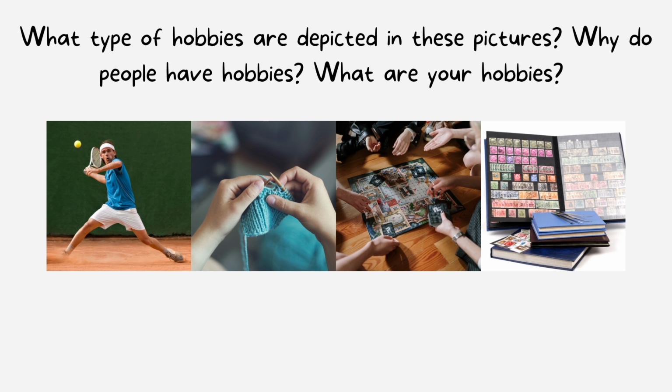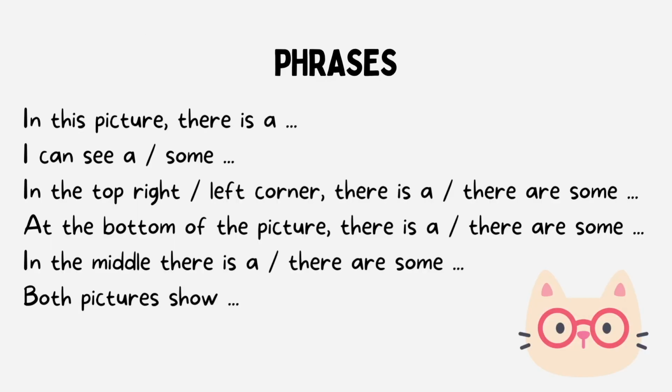Let's practice. First, pause the video and try to answer the question yourself. Then play the video and compare your answer. Make sure to describe the picture as well as what type of hobby it represents. Try to really push yourself to use more than 2 sentences for each picture. Remember that you can describe anything and everything you see in the picture. Here are a few phrases to get you started.